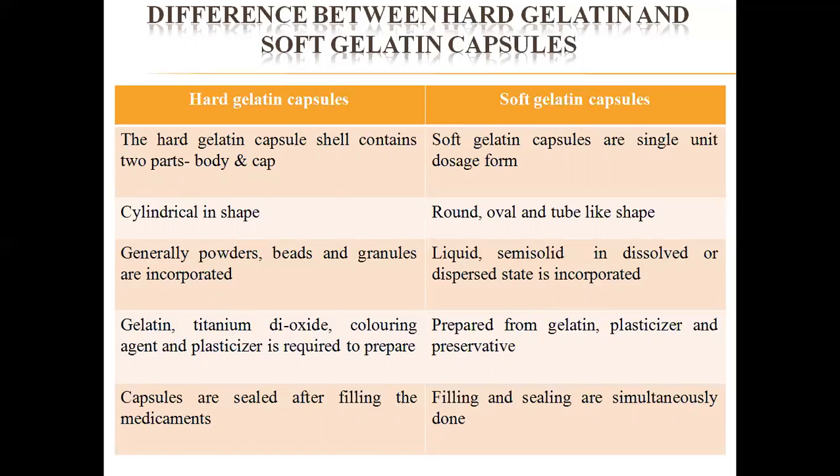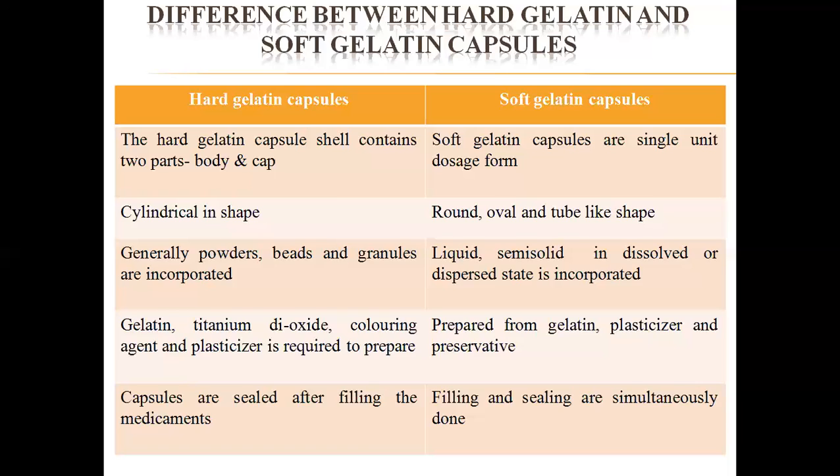The hard gelatin capsules are cylindrical in shape, whereas the soft gelatin capsules are round, oval, and sometimes tube-like in shape. Hard gelatin capsules generally hold powders, beads, and granules, whereas liquid, semi-solid, and dissolved or dispersed states are incorporated in soft gelatin capsules.